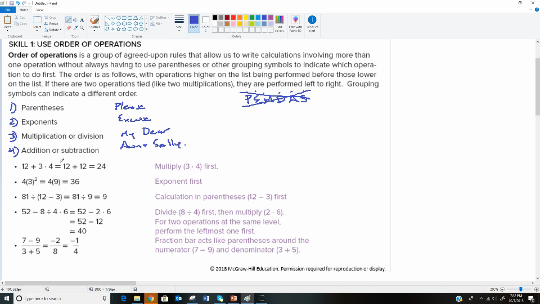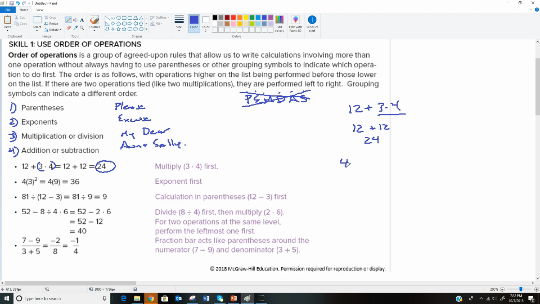So now, if we go to this problem, let me write them off to the side. They don't give us enough room here. When we do this problem, there's an addition and there's a multiplication. Well, our rule says that we're supposed to do multiplication and division before we do add and subtract. So we're going to do this multiplication before we do any addition. So this is going to be 12 plus 12. And then all we have left is the addition, and so we add. So 12 plus 3 times 4 gives us 24 because we're going to do this 3 times 4 first before we do the adding to 12.